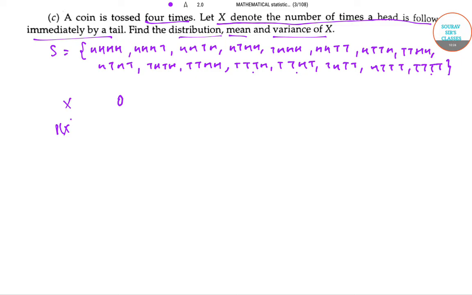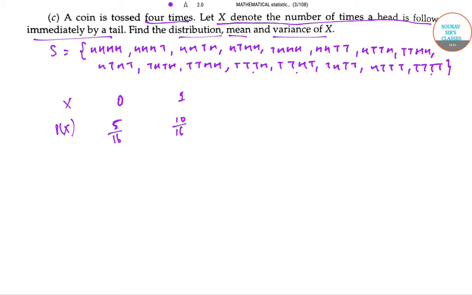If we analyze, we get 5 such situations where a head is not followed by a tail, so the probability becomes 5 by 16. Next, x comes out to be 1, where a head is followed by a tail exactly 1 time, and this comes out to be 10 by 16.